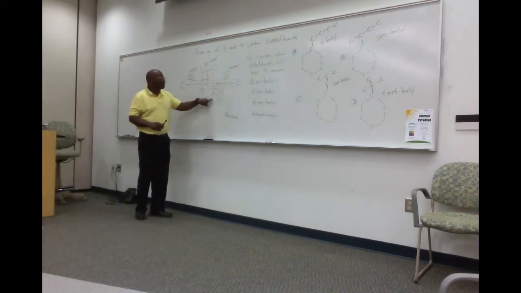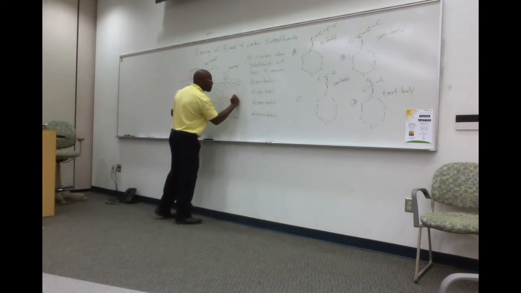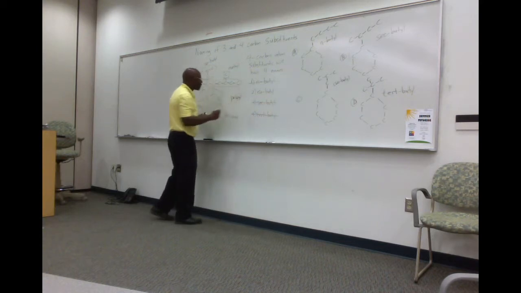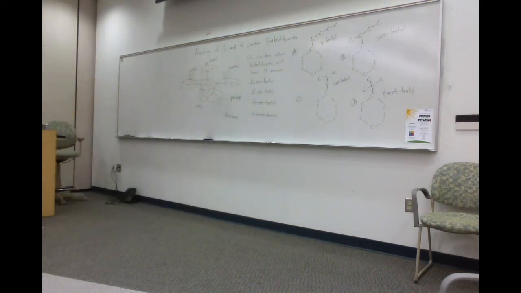Now we're going to look at the next group, which is propyl. There's two propyls. One propyl is a straight chain, and that's N. If it's not a straight chain, it would be iso. Is that propyl a straight chain? No. So therefore, it would be iso, isopropyl.